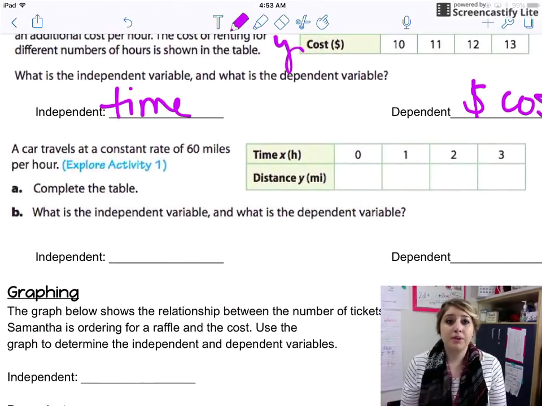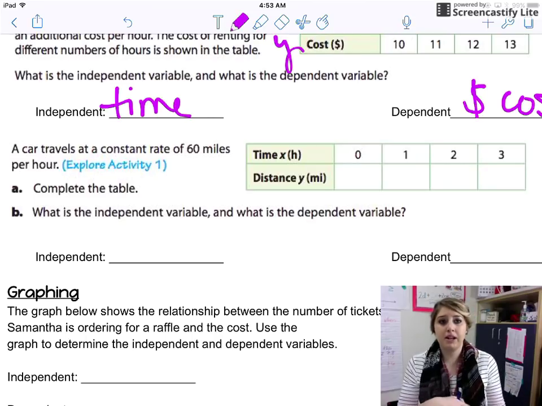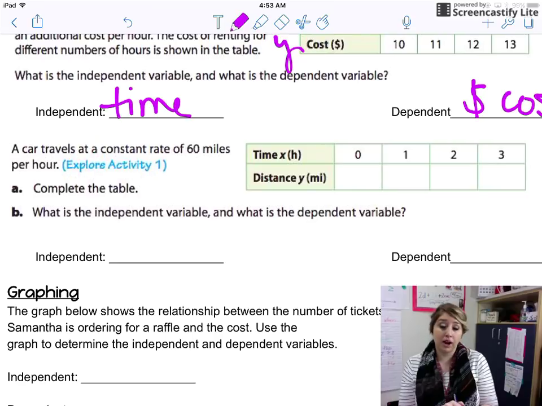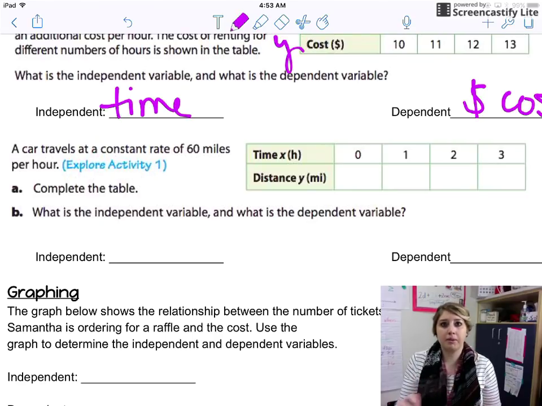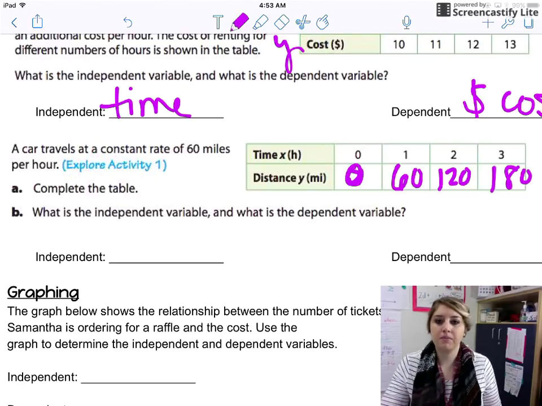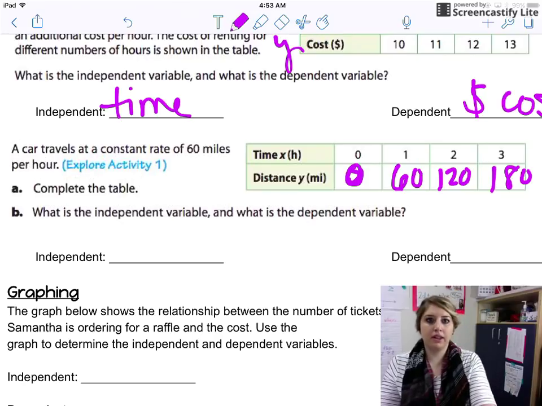Okay, on this next one, you're going to actually have to fill in the table and then determine which one's the independent and dependent. So it says a car travels at a constant rate of 60 miles per hour. Fill out the table, tell me what the independent and dependent are. Pause your video. Okay, check with me, did your table look like this?